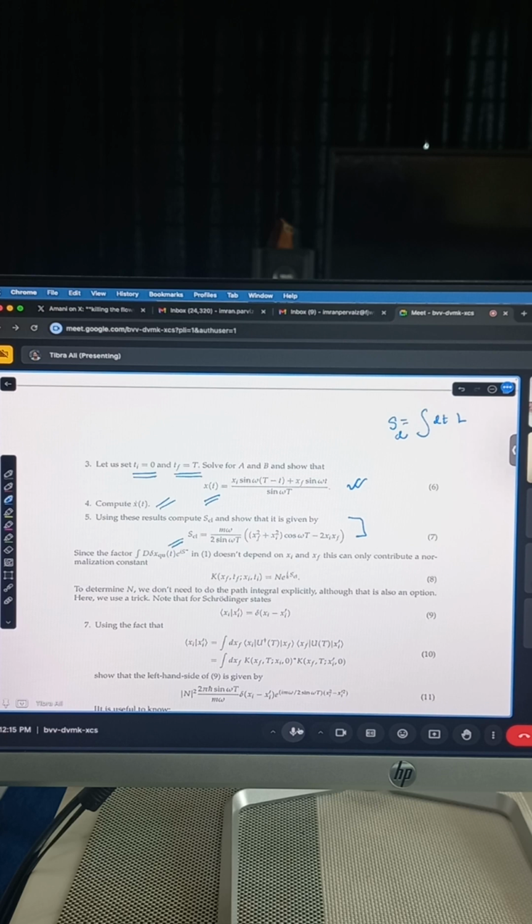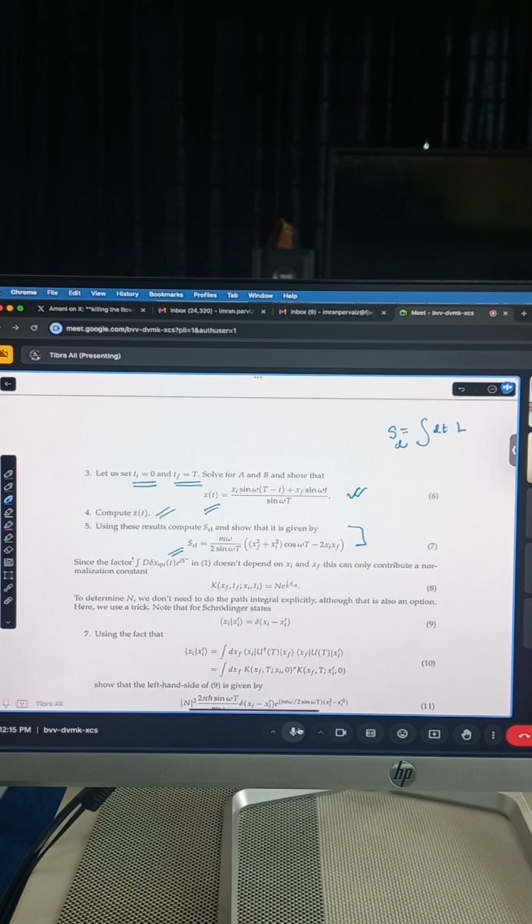Once you've found S classical, you make the argument that the second factor doesn't depend on x_i and x_f. Why? Because you've taken two derivatives with respect to x, so there is no x dependence anymore. Therefore it only contributes an overall normalization factor.